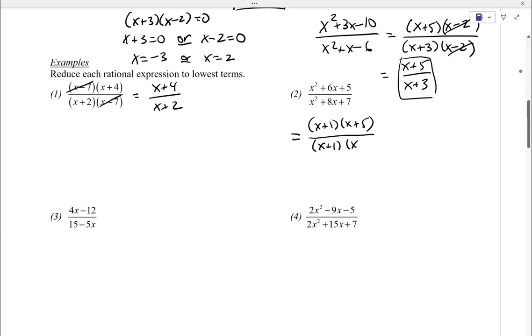Good, x plus 1 and x plus 7. And then again I ask, do you see anything in common? X plus 1. So those are going to go away, and we're left with x plus 5 over x plus 7. That one okay? Okay. Let's do number 3 here.